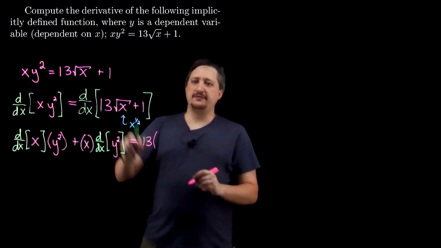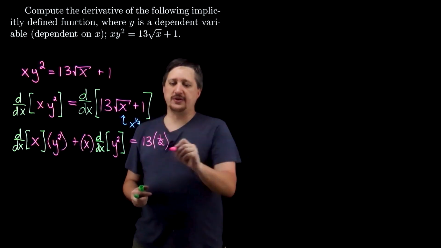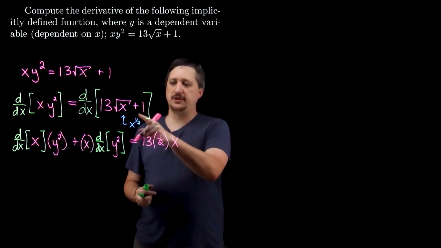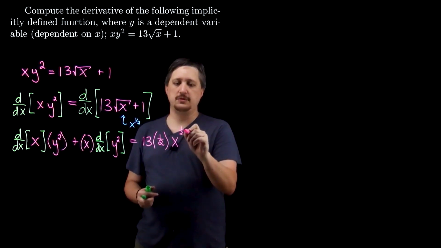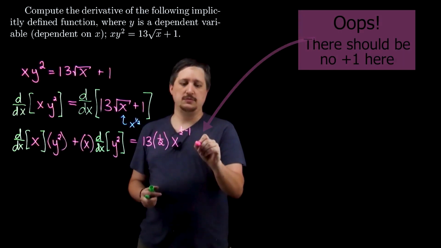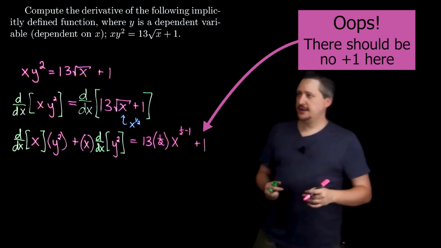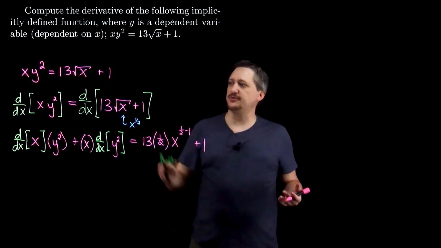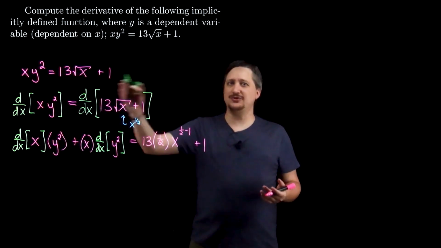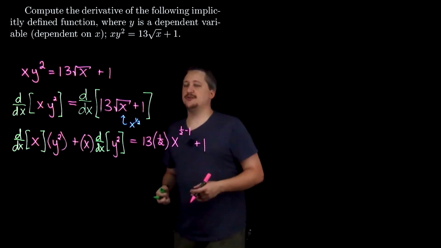I'm going to pull the 1/2 down and then subtract 1 from the power. So I'm going to get 1/2 minus 1 plus 1, okay? I'll clean that up in a second. But this side I could cleanly take the derivative because there's no y in this side, there was no product of functions or anything. It was just a nice side all on its own.